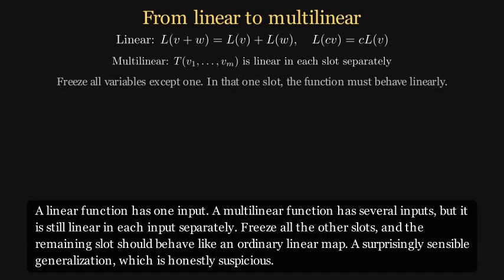A linear function has one input. A multilinear function has several inputs, but it is still linear in each input separately. Freeze all the other slots, and the remaining slot should behave like an ordinary linear map, a surprisingly sensible generalization, which is honestly suspicious.